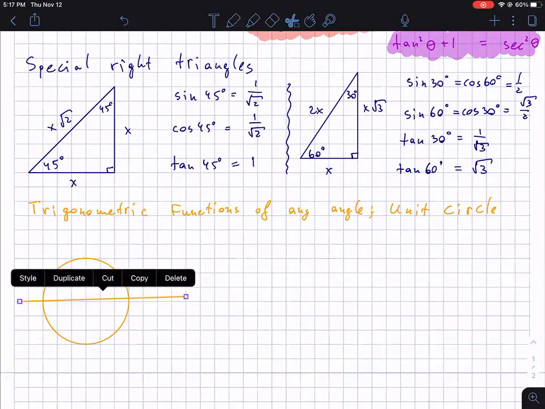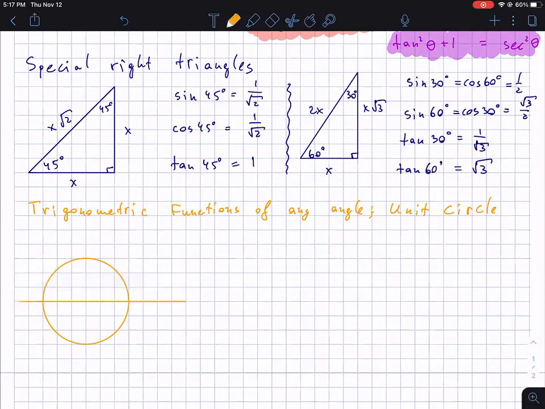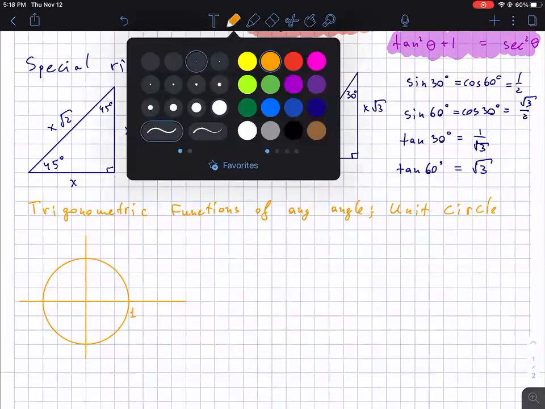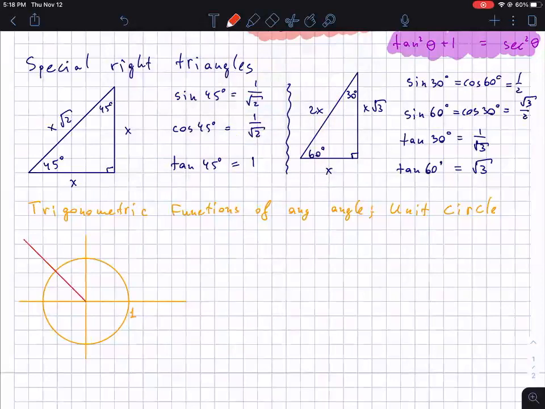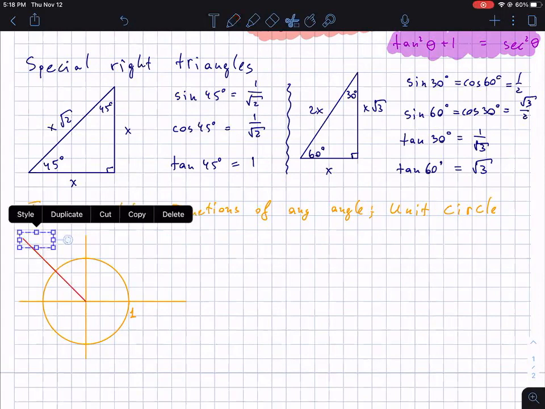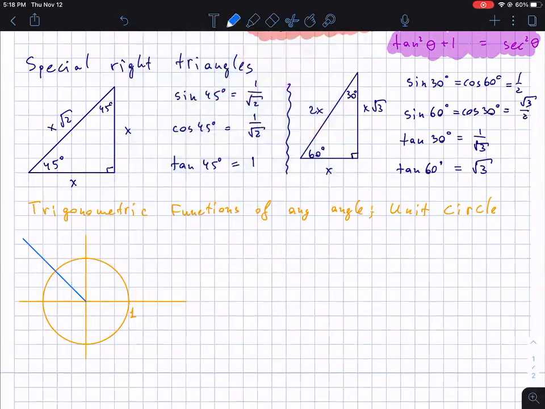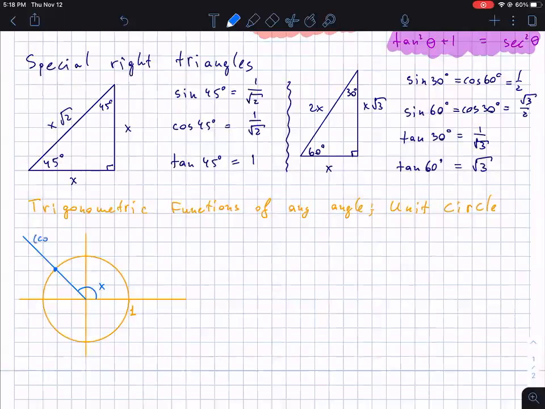Let's say this is radius 1, centered at the origin. Now let's say that you have a ray, and let's say this angle over here is x. We say that this point has coordinates cosine x, comma, sine of x.